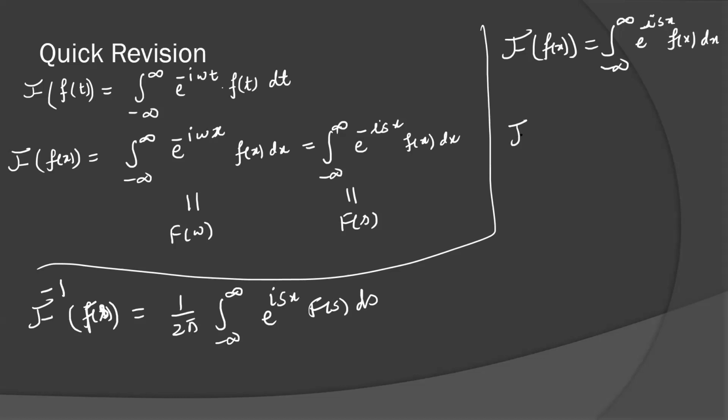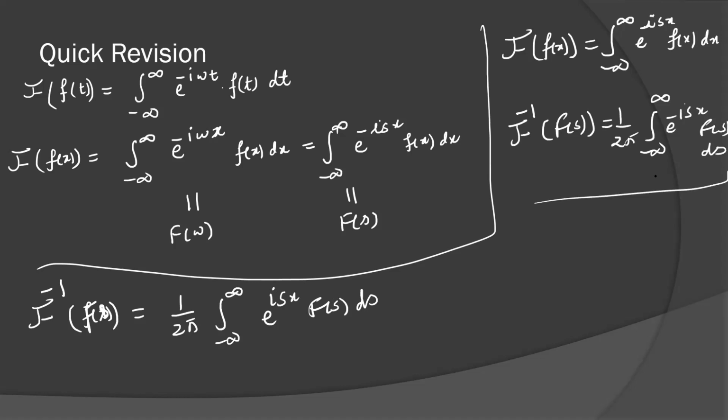But they use this definition for the inverse function: 1 over 2 pi times the integral from minus infinity to infinity of e to the power minus i s x F(s) ds. So don't be confused. This is also correct. This is also correct. So I will use this definition in my further problems.